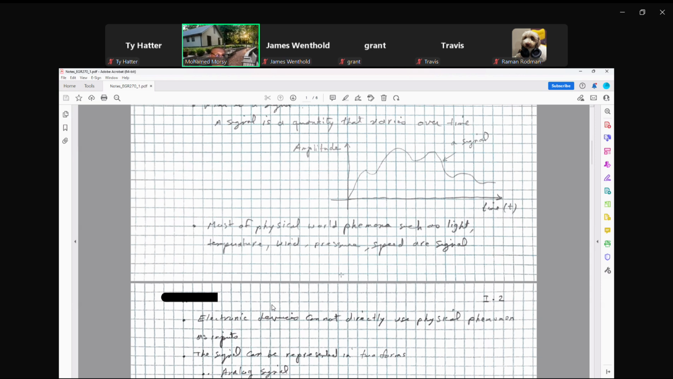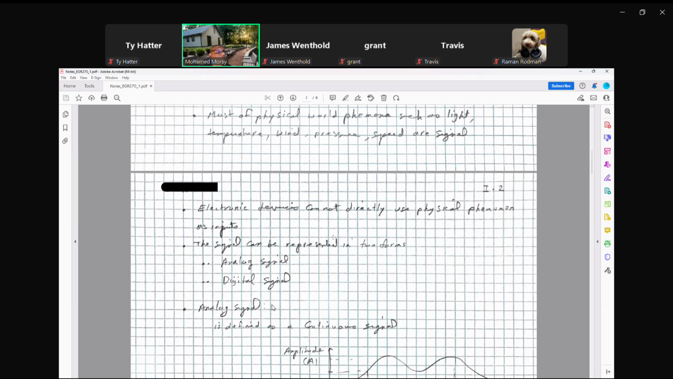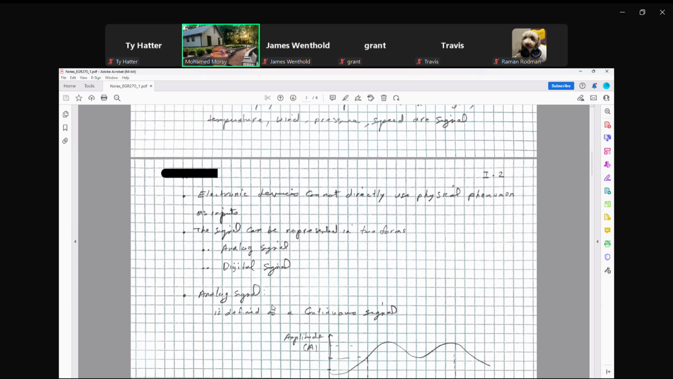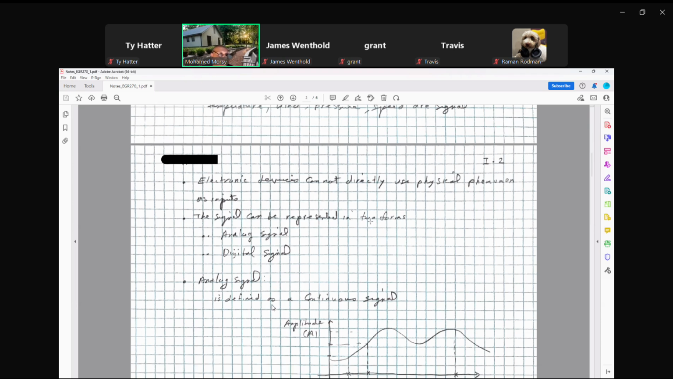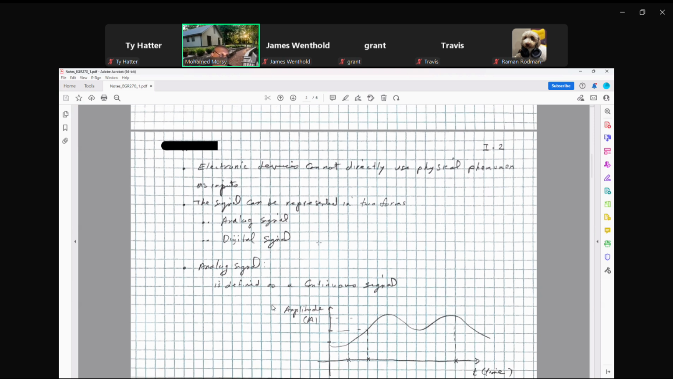Our system does not understand the input if it is not a signal. If it is an analog system, the input is an analog signal. If it is a digital system, it must be digital. So all physical phenomena are actually signals. Electronic devices cannot directly use a physical phenomenon as input, as we mentioned. We have to convert it to either an analog signal or a digital signal.